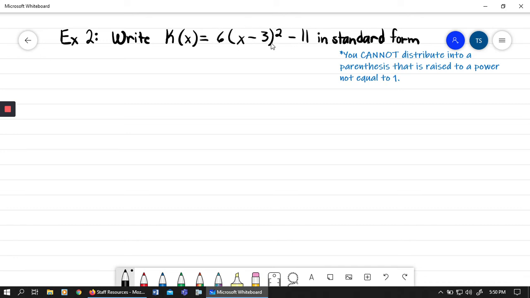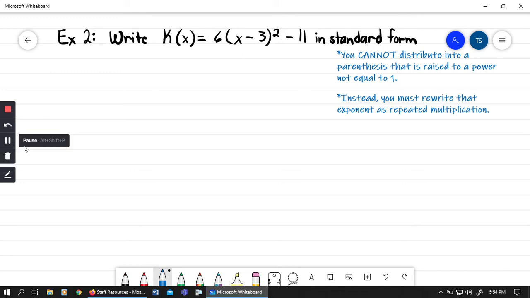But what you can do is write out this parentheses with the exponent as repeated multiplication. Remember that anytime you've got something squared, you are technically doing repeated multiplication. You are squaring it, meaning that you are multiplying it times itself. Okay?